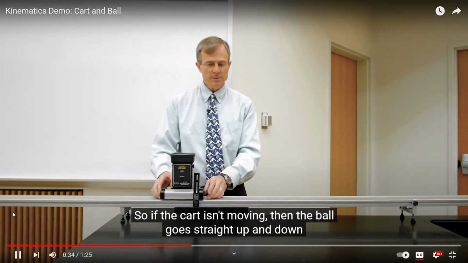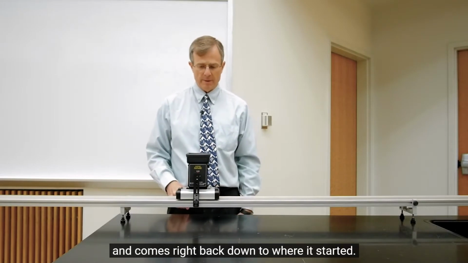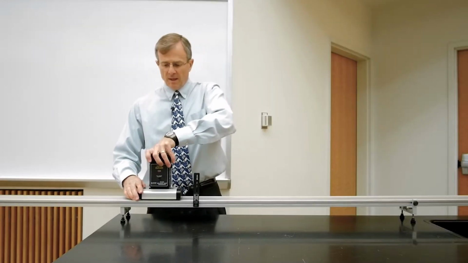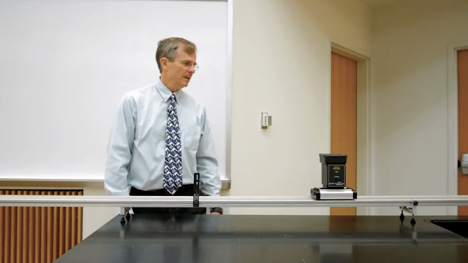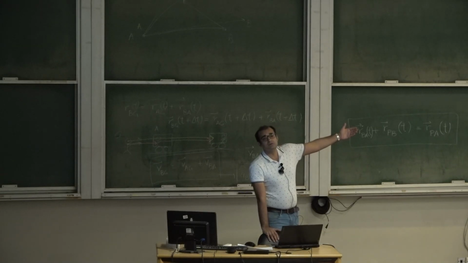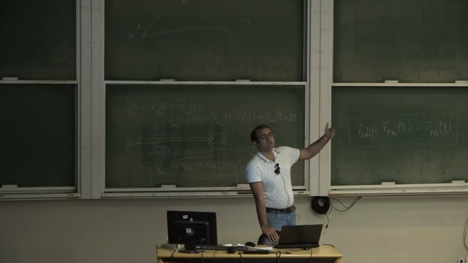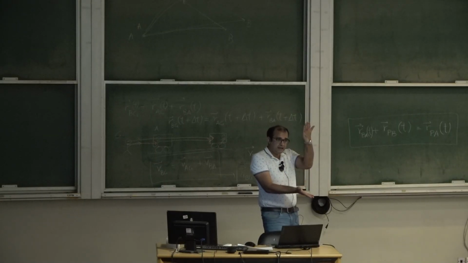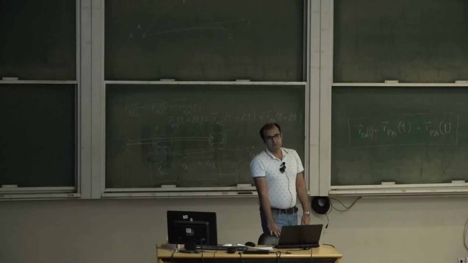So right now, if the train doesn't move, of course, there's no confusion. Then the ball goes straight up, comes back down to where it started. Okay. If I depress it again. Now, if the train is moving, this viewpoint is, of course, according to somebody on the ground. You're looking at that moving train from the outside. You're looking at this moving cart. The ball has been thrown vertically with respect to the observer on the train.